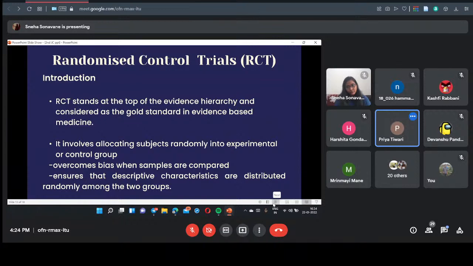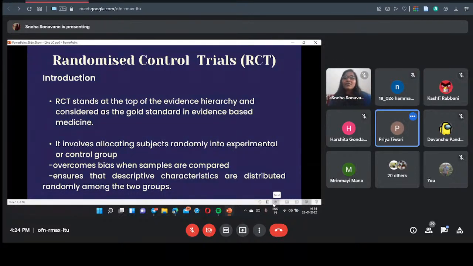Why is it important to allocate the experimental and control groups randomly? Hence the name, randomization. Does anyone know the answer to this? It is also mentioned in the PPT, but let me check your presence of mind. Can anyone answer why randomization is important in RCT? It decreases the bias. Yes, it does decrease the bias.